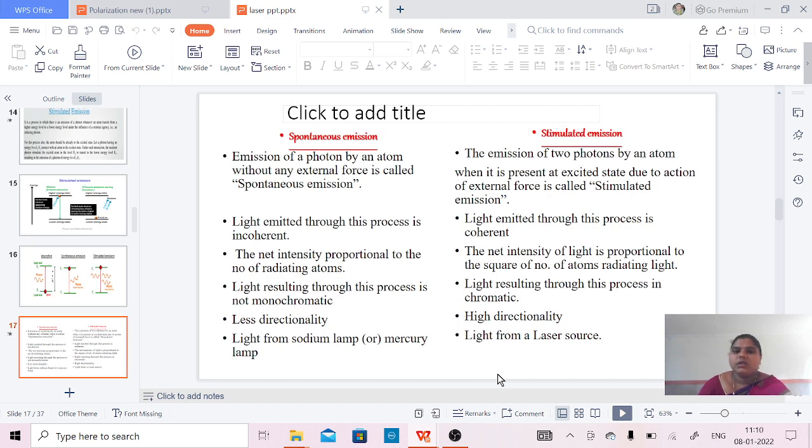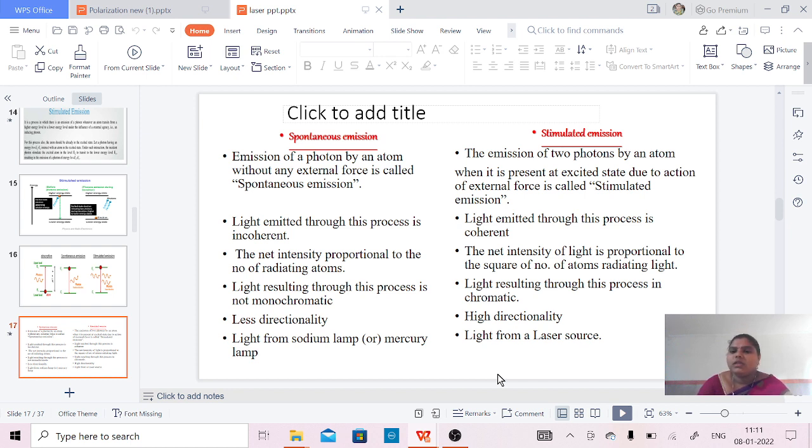So let us see what are the differences between spontaneous emission and stimulated emission. In case of spontaneous emission, the emission of a photon by an atom without any external force is called spontaneous emission. The emission of two photons by an atom when it is present at excited state due to the action of external force is called stimulated emission. And next, light emitted through the spontaneous process is incoherent.